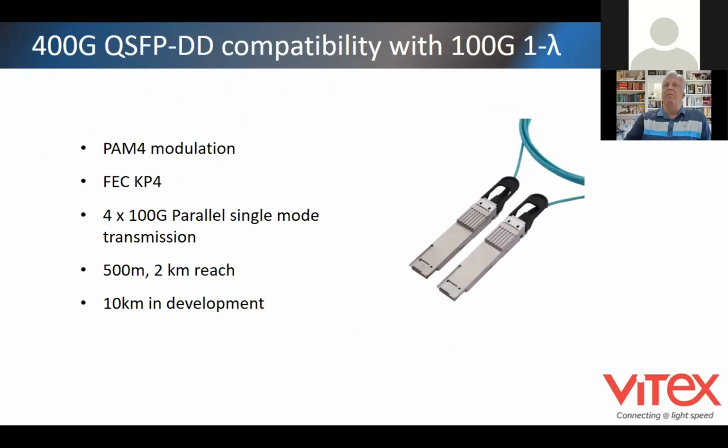So once again, what we're going to need for compatibility on the 400 to 100 breakouts is a PAM4 modulation scheme on the optical side. We need a robust FEC, which is FEC KP4 for forward error correction. And once again, this FEC actually resides on the transceivers, not on the host side or inside the box.